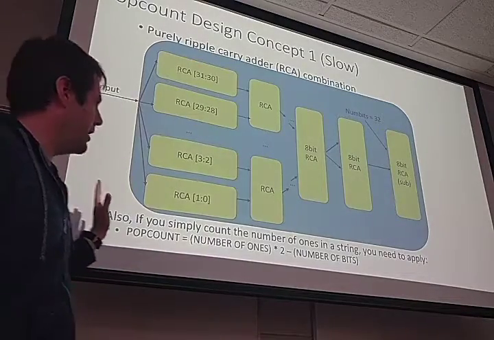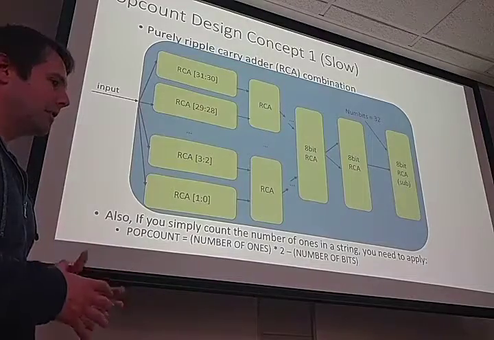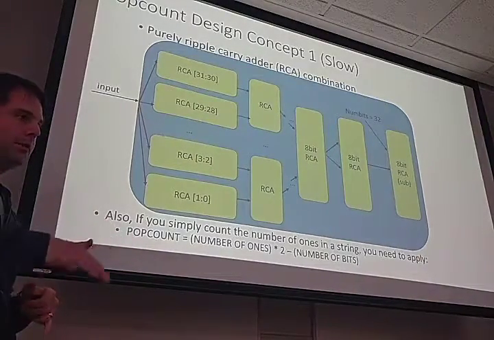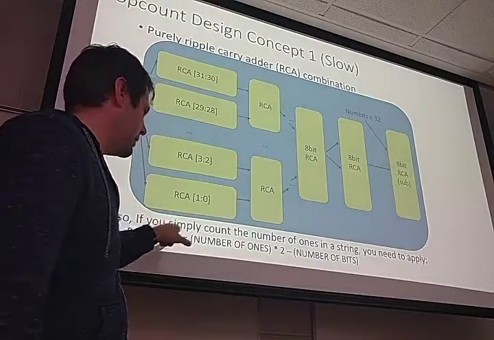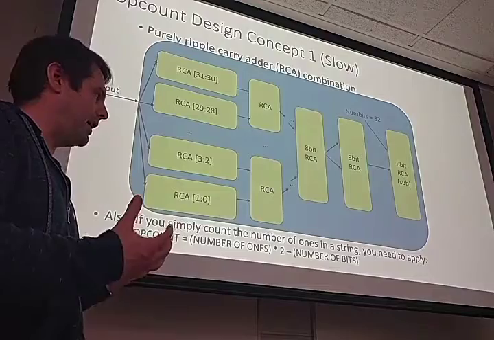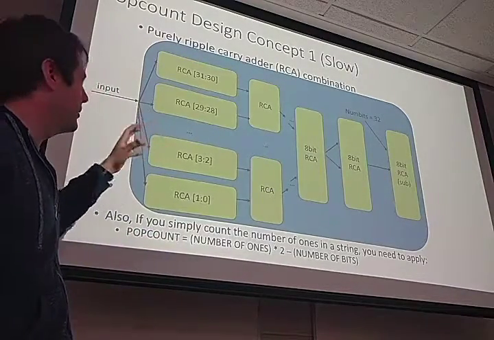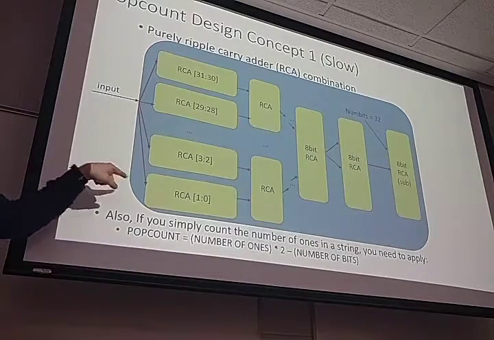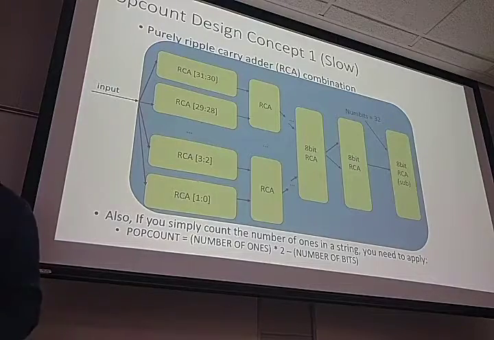Once you're done counting the number of ones, there's an additional step you need to do to determine the actual pop count, which is a combination of the number of ones within your word and the number of zeros, which algebraically, you can just take the number of ones, double that, and then subtract the number of bits. So this was our initial pop count architecture, which is kind of slow because you're going through a lot of adders, in this case ripple carry adders, so your propagation delay is quite large.